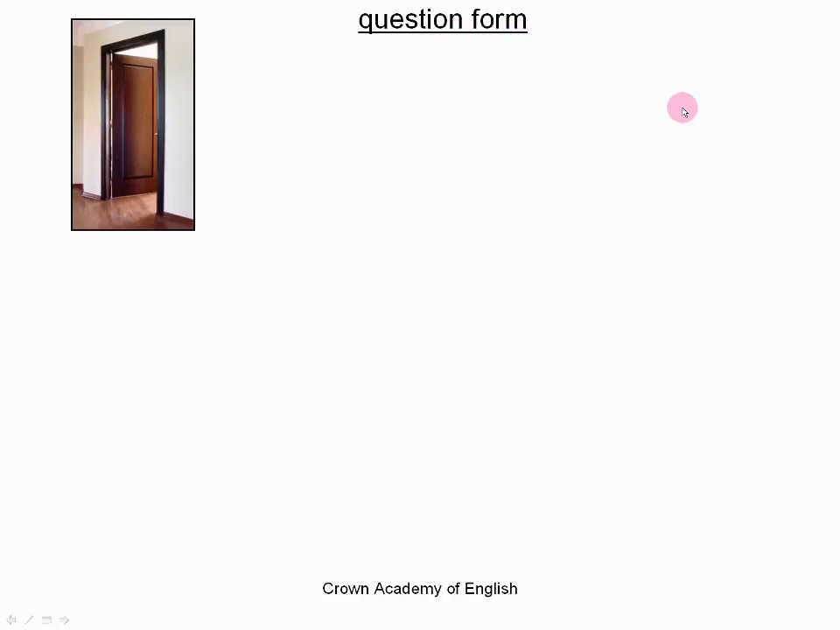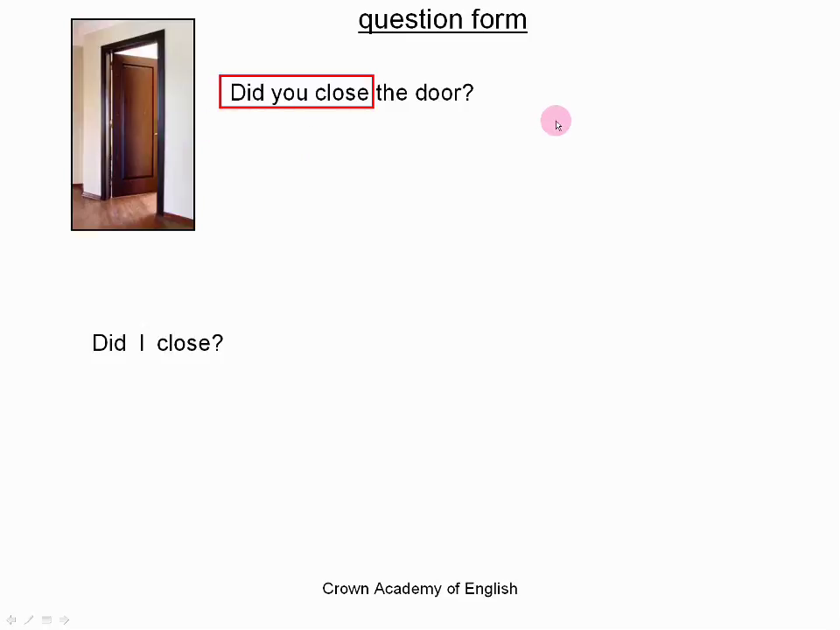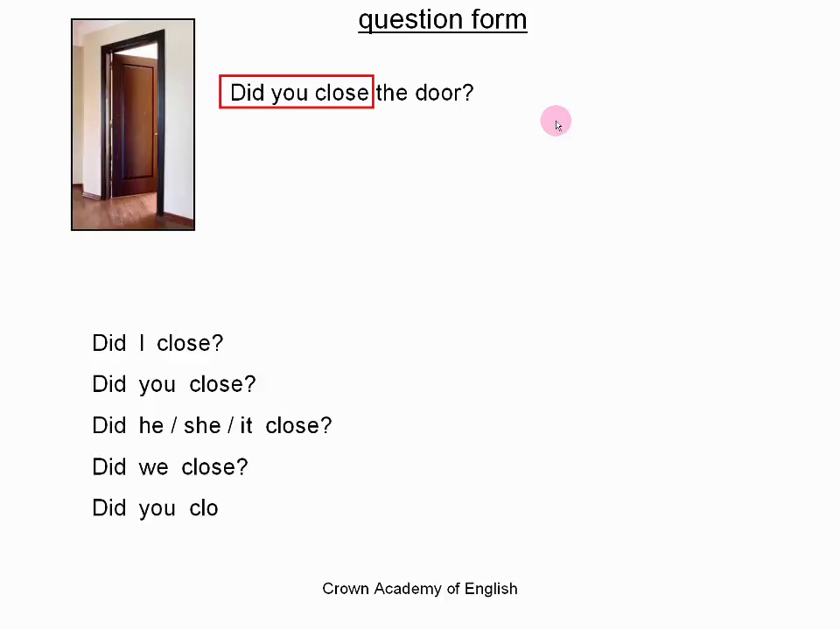The question form. Did you close the door? So this is the question form. Did I close? Did you close? Did he, she, it close? Did we close? Did you close? Did they close?